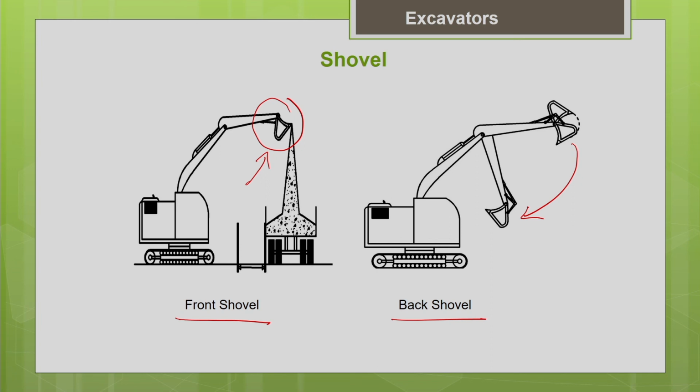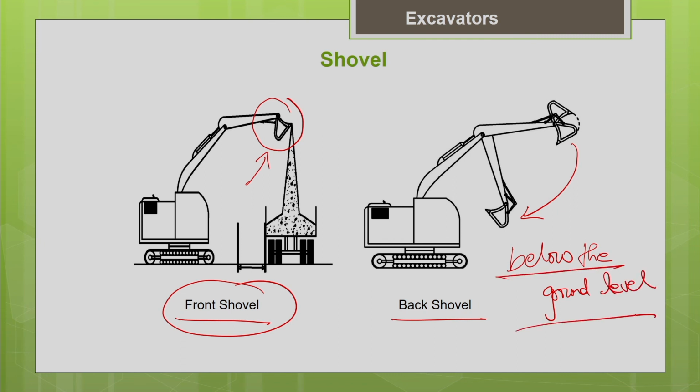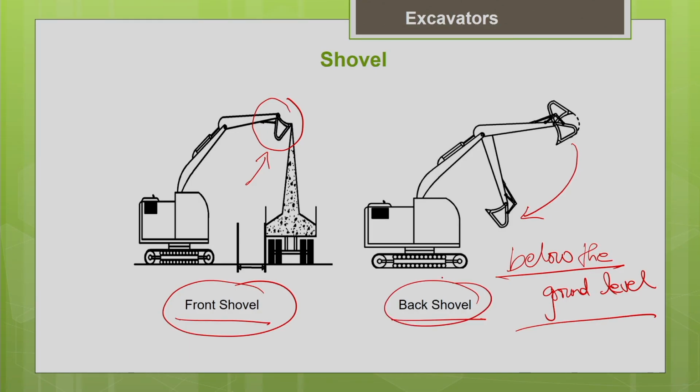Basically, when you want to go for digging at or above the ground level, we prefer the front shovel. When you want to go for deeper digging below the ground level, you go for the back shovel. So, this is how we choose whether we will go for a front shovel or a back shovel. Wherever you want to do the excavation at or above the ground level, go for the front shovel. For deeper excavations where you want to do the digging below the ground level, you go for the backhoe or the back shovel.